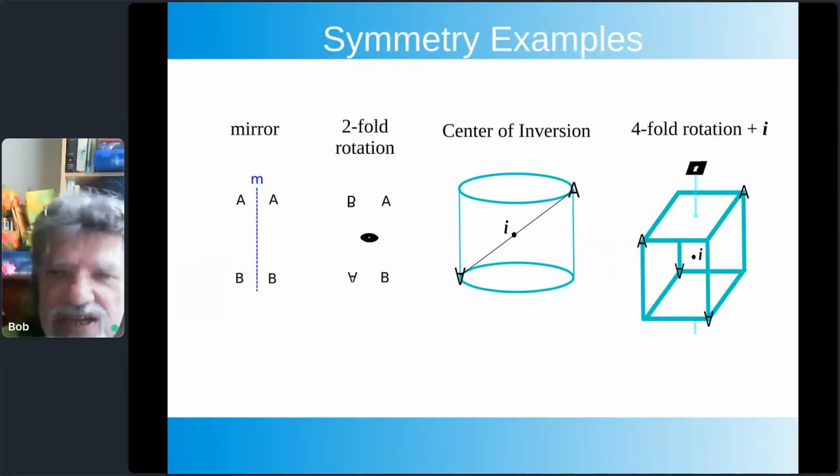Center of inversion. Center of an object. Call the center of inversion, we abbreviate I. We have an object here on the surface, like A. It gets pushed through that center and comes out back upside down on the other end.